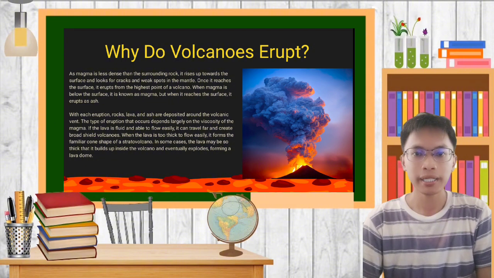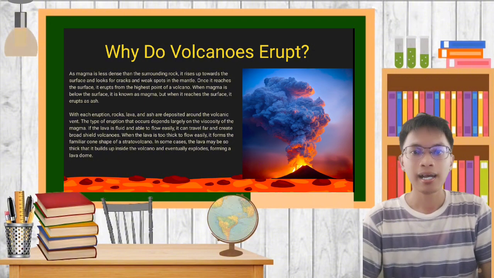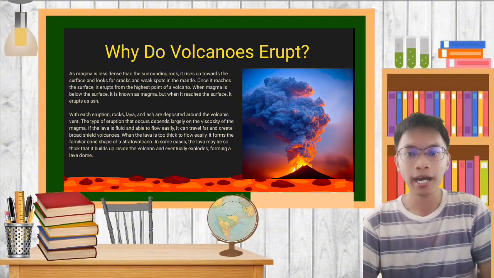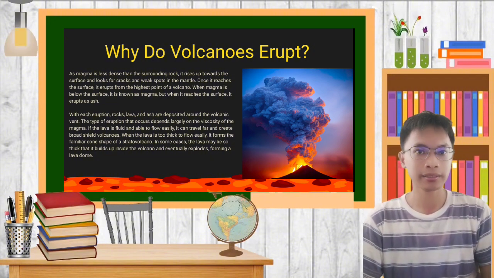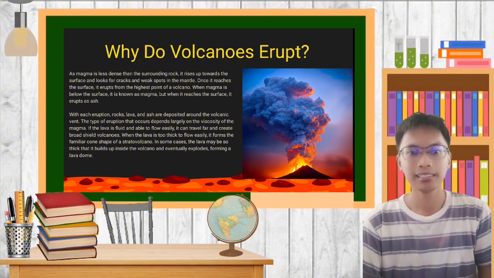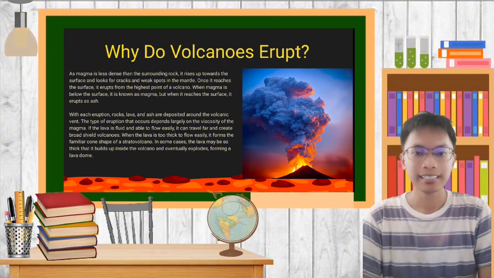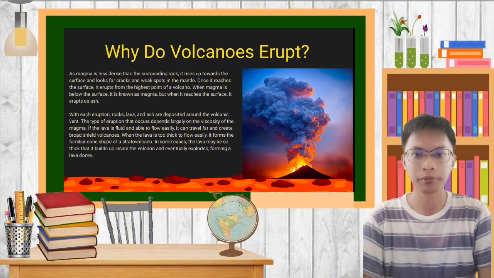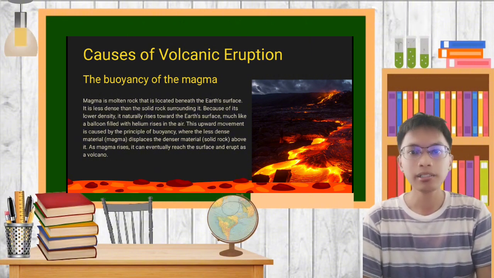Now that we know what a volcano is and how volcanoes erupt, let's proceed to why volcanoes erupt. I provide three reasons here. The first one is the buoyancy of the magma. The second one, the pressure from the dissolved gases. And lastly, the increase in pressure of the chamber lid. Now, let's start with the first one, the buoyancy of magma.